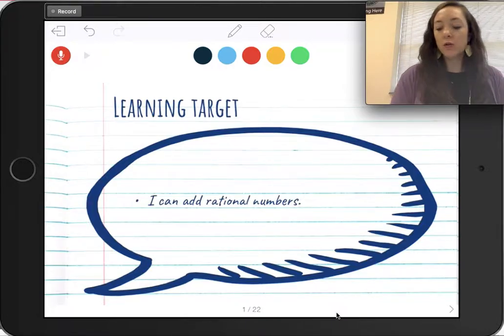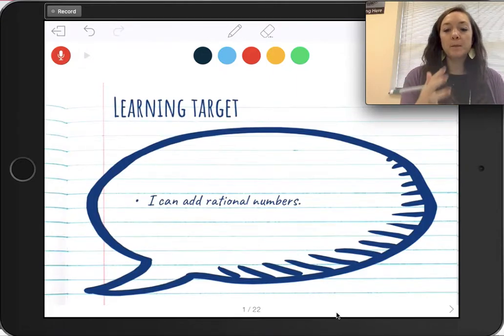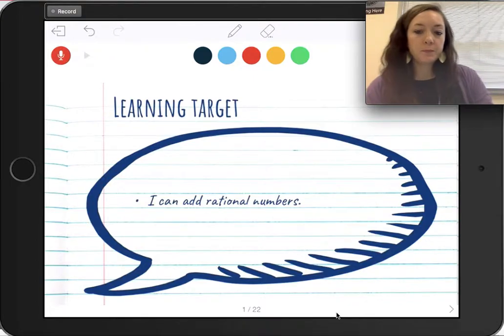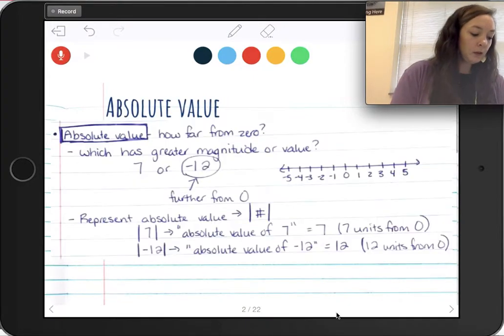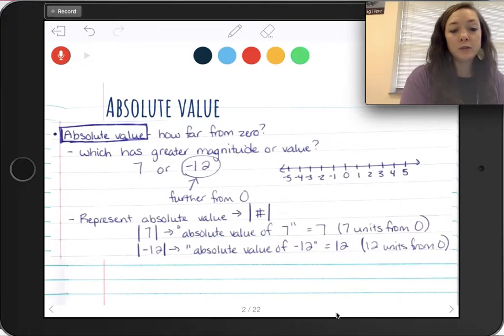Today we are going to start something new. So yesterday you were practicing rational numbers, comparing them on that number line, things like that, putting them on the number line. Today we're going to start adding rational numbers. Remember, a rational number is any number that can be represented as a fraction with two whole numbers as numerator and denominator.